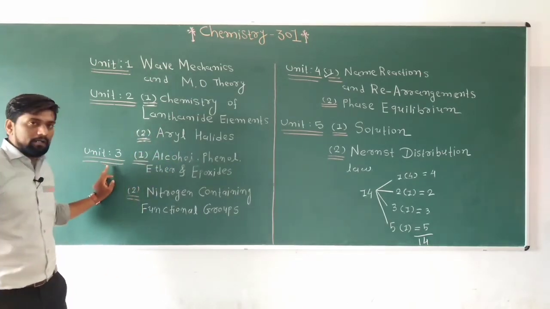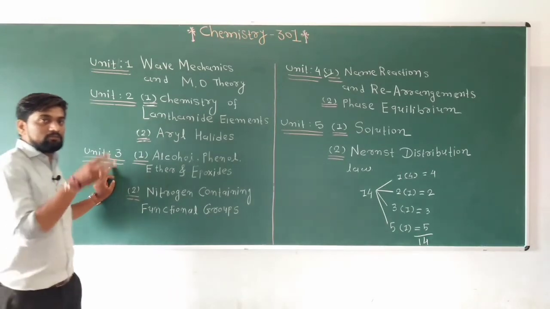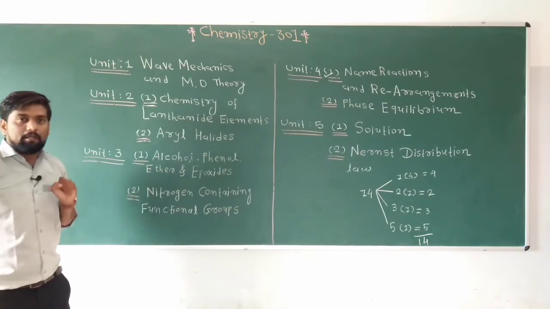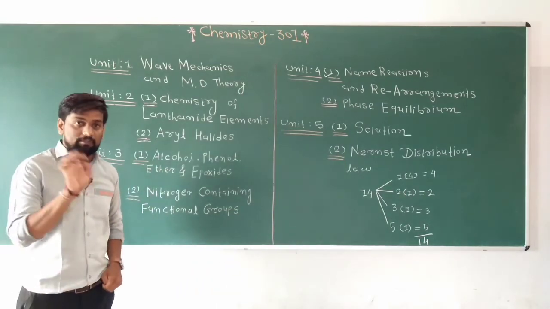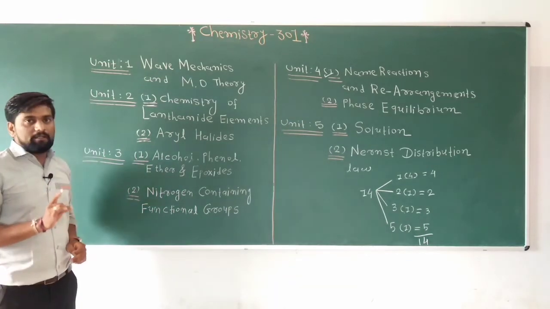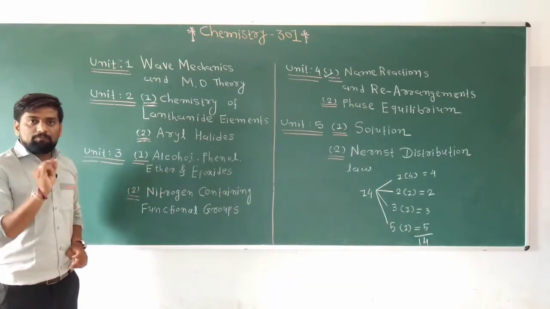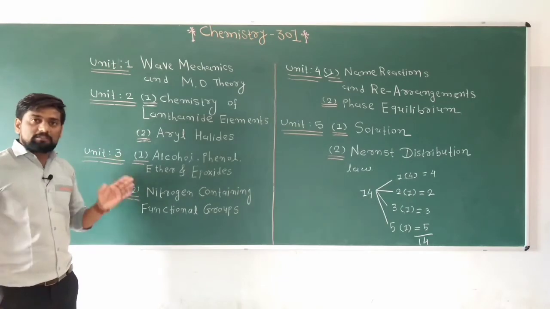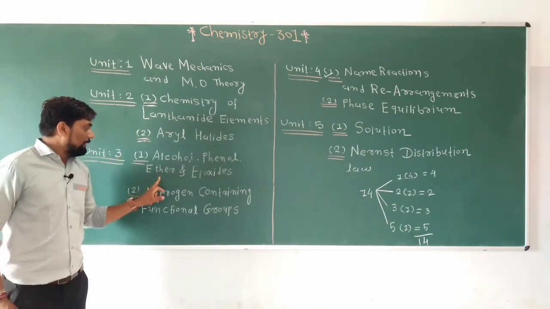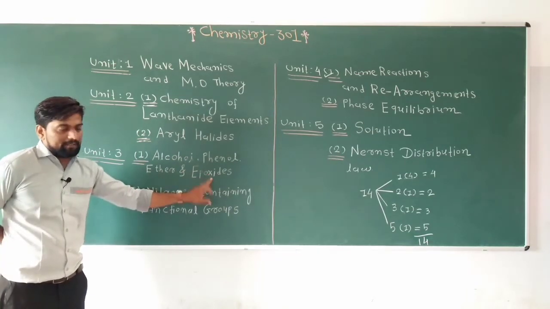Next is unit number 3. This unit number 3 also has 2 chapters. Chapter 1 is alcohol, phenol, ether, and epoxide. So these are 4 functional groups. In this chapter we will learn about the relative reactivity, chemical property, and physical property of all of these 4 functional groups, meaning alcohol, phenol, ether, and epoxide.